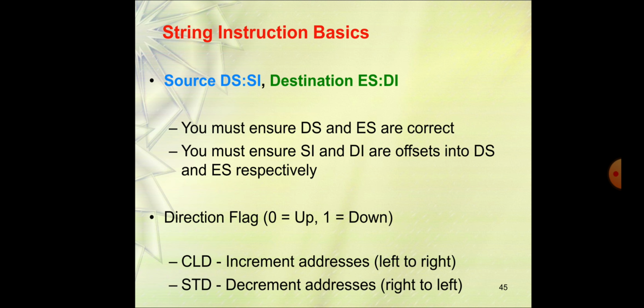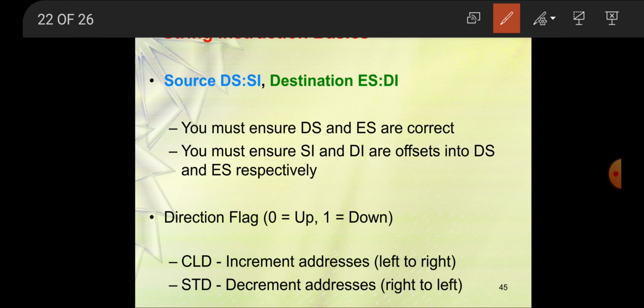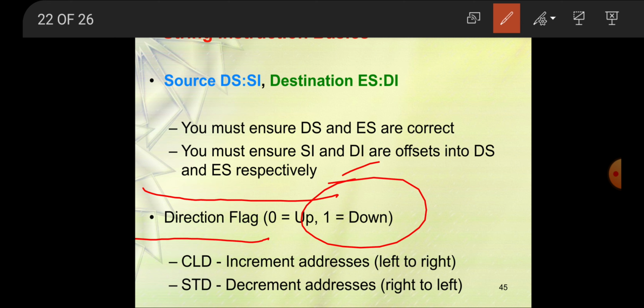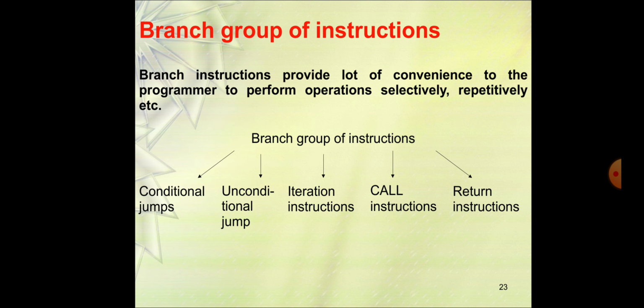Okay, so here are some basic string instructions: the source is DS and the destination is ES. So you must ensure DS and ES are correct. Then you must ensure SI and DI are offsets into DS and ES respectively. So SI and DI are nothing but the offsets. Now the direction flag is equal to 0 for up and 1 for down. CLD increments the address from left to right, and STD decrements the address from right to left while searching or while moving the strings.